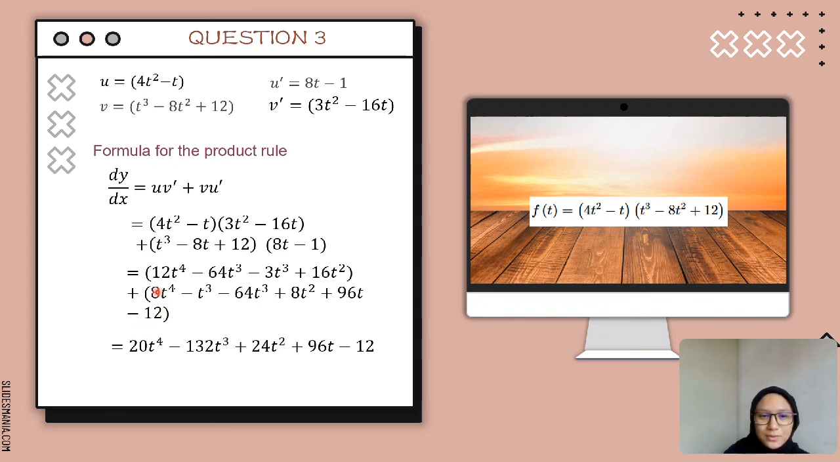Then we solve the problem and we get the simplified answer. And remember, we should leave our answer in the simplest form. Don't stop at the unsimplified expression, because it will leave our work undone. Okay.